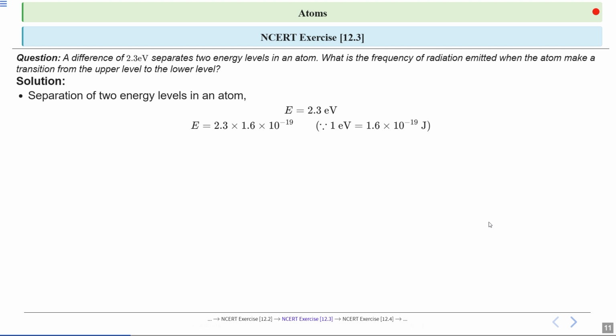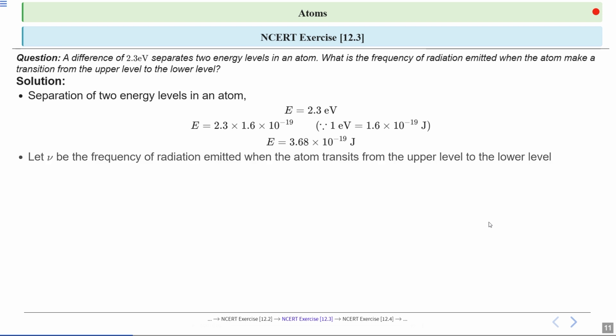Now let's convert electron volts to joules. We use the conversion factor: 1 electron volt equals 1.6 times 10 to the power minus 19 joules. Okay, so E is equal to 2.3 times 1.6 times 10 to the power minus 19. After multiplying, we get E equal to 3.68 times 10 to the power minus 19 joules. This is the energy released during the transition.